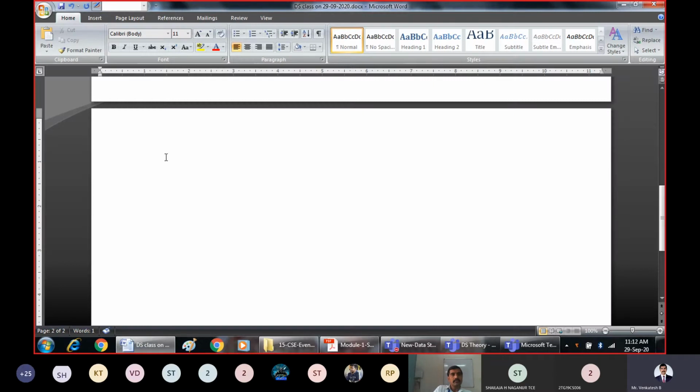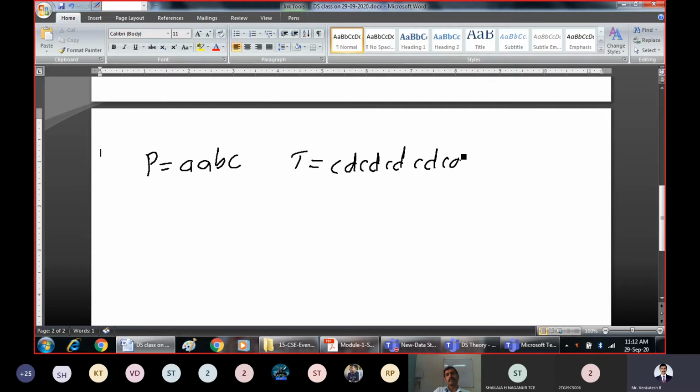So what I will try to show here is, what is the pattern? Pattern is AABA. What is the text given? Text given is CD 10 times. So CD, CD, 3, 4, 5, 6, 7, 8, 9, 10. So CD is appearing these many times. But how do you perform comparisons?